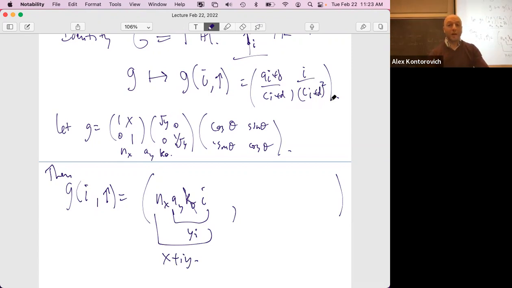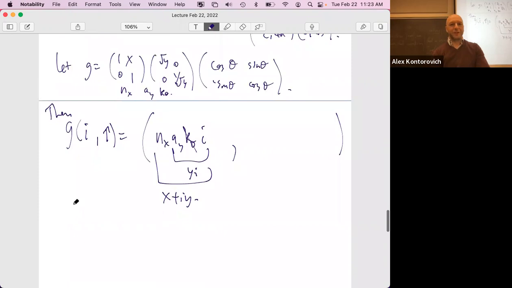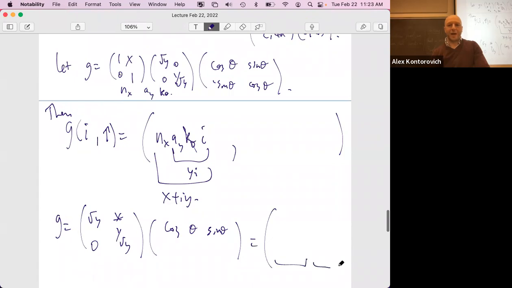What's happening on this side? What is ci plus d, squared, with an i here? So we have to work that out from g. What is g? If I multiply these two together, the diagonal stays, this is upper triangular, so it stays upper triangular. And there's something in the corner, but it doesn't actually matter what that something is. It's x over root y or something, but it doesn't matter, because all I need to know is what the bottom two entries are.